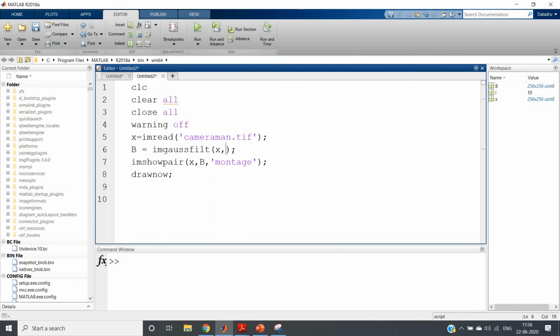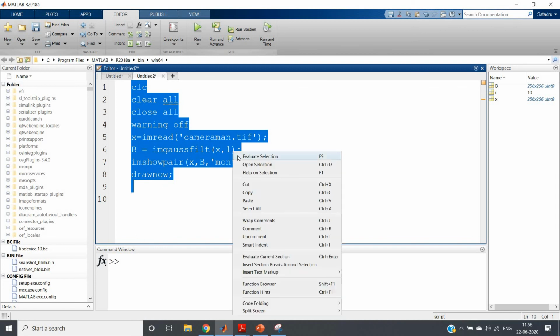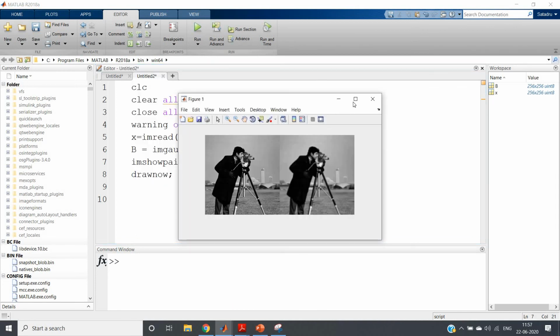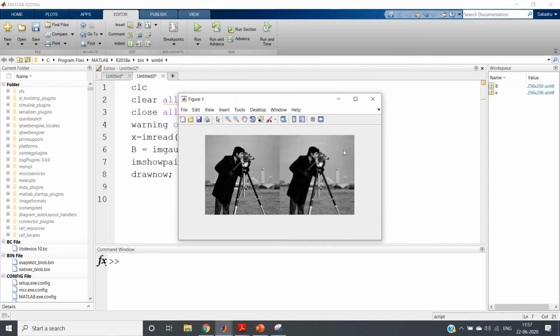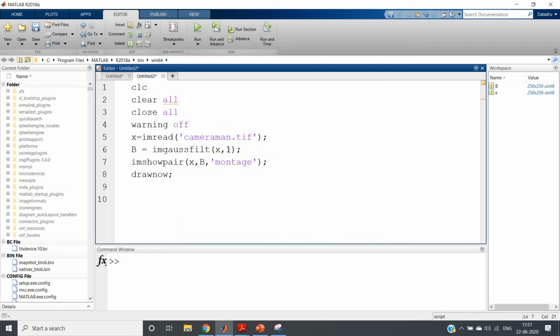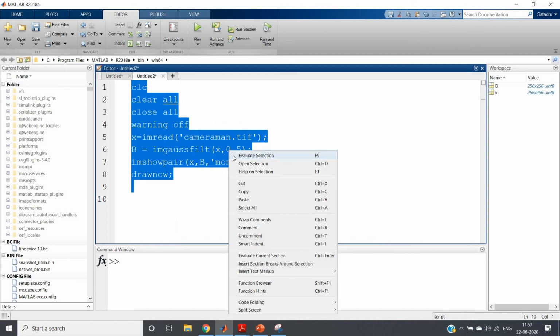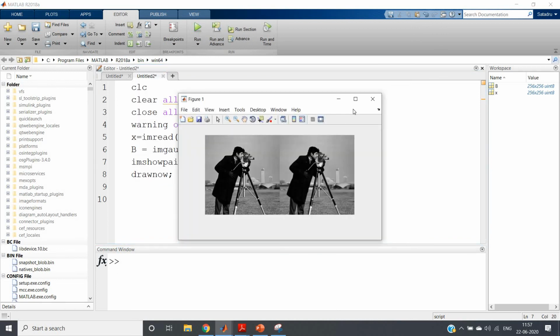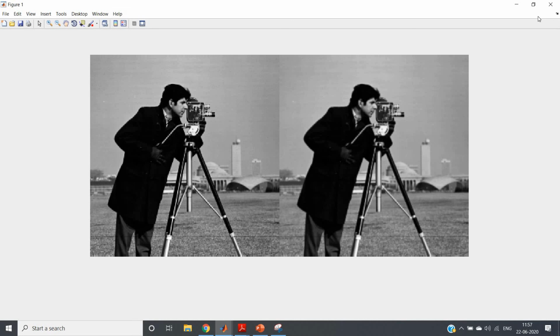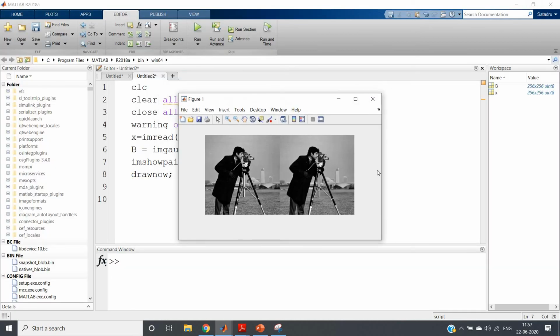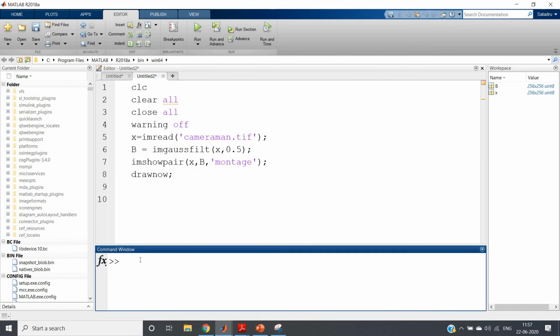Suppose I am taking 1, okay, and then see, this is my original image and this is the blurred version. Sometimes it looks good. If you can change maybe up to 0.5, I consider that the default one. So see, although it is blurred, it is looking good, right? So you can play with this kind of Gaussian filter and make some awesome projects.